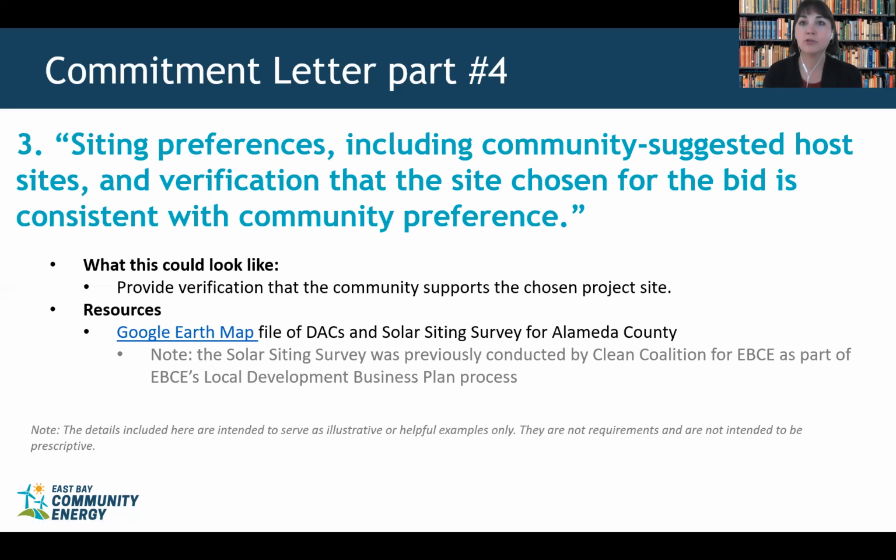One potential resource or tool we have available for this is a Google Earth-based map file that overlays disadvantaged communities, as well as something called the Solar Siting Survey for Alameda County. This survey was conducted by an organization called Clean Coalition on behalf of EBCE, not as part of this community solar effort, but as part of our local development business plan process that was undertaken when EBCE first started. So it's just a resource we have on hand that we wanted to provide because it may be relevant for this effort. It can be found on our website, and it's also linked here.